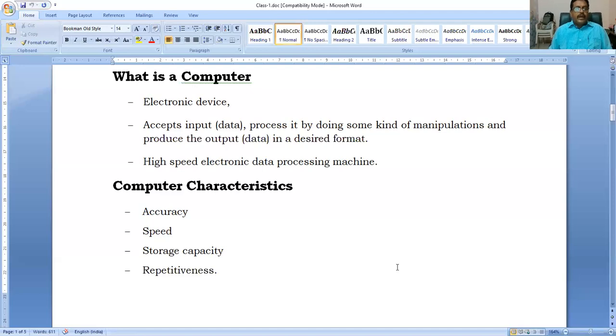In other terms, we specify a computer as a high-speed electronic data processing machine.